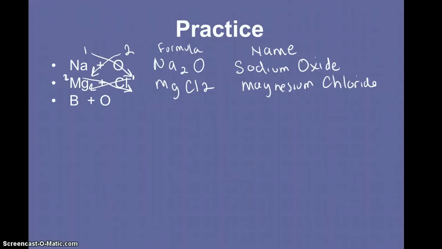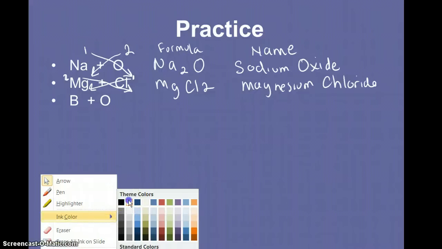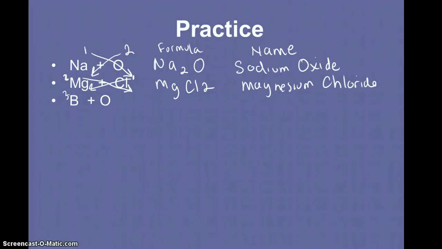We have boron plus oxygen. Now boron has an oxidation state, I have to do this each and every time, of 3. And oxygen has an oxidation state of 2. Again, those oxidation states are going to switch. So now I will write it: B2O3. How would I say that? Boron oxide. Easy enough. Let's try another.